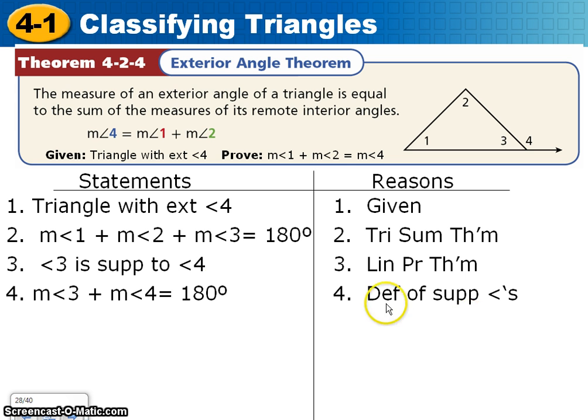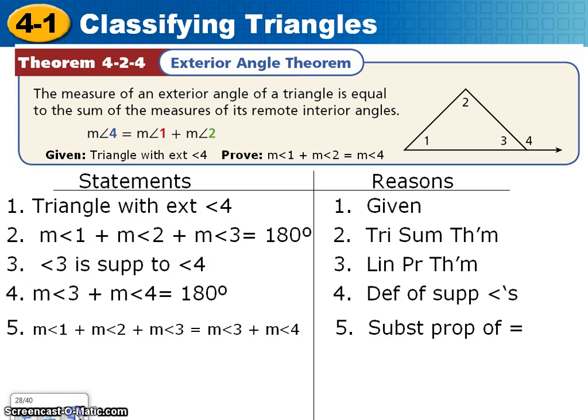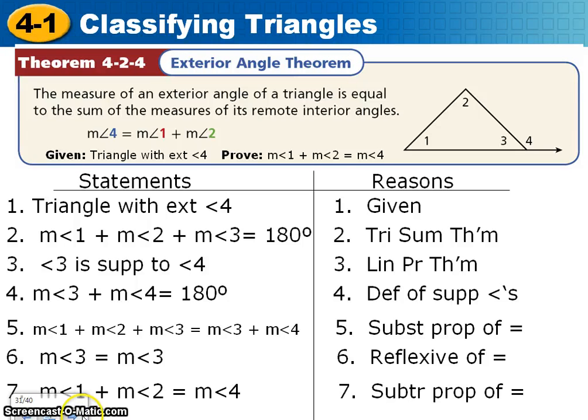with the definition of supplementary angles. Both 180s here will mean that the measures of 1, 2, and 3 will add up to the same thing as the measures of 3 and 4 with a little bit of substitution of equality. And if I notice that I have the measure of 3 on both sides here, a little reflexive property of equality will allow me then to subtract out the measure of 3 from both sides and be left with the measure of 1 plus the measure of 2 equal to the measure of 4 with the subtraction property of equality, which is what we were trying to prove. So there's the proof of the exterior angle theorem.